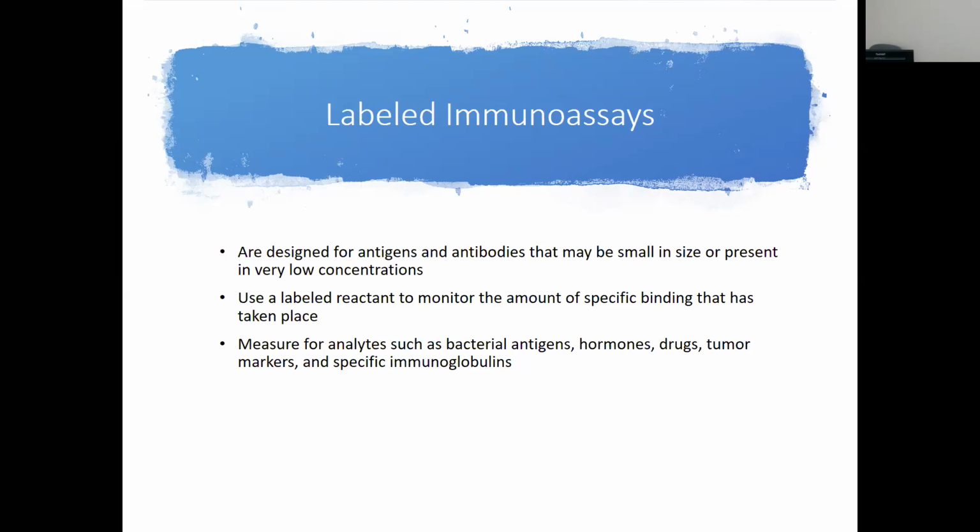All right, real simple. So we're going to label a reactant, which would be our antibody, to monitor the amount of binding that has taken place. We can measure analytes such as bacterial antigens. That's good, right? We love that. Hormones, we do it that way too. Drugs, tumor markers, and specific immunoglobulins. So our IgG, IgM testing is performed this way, the immunoassay.